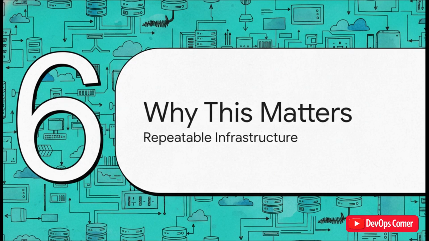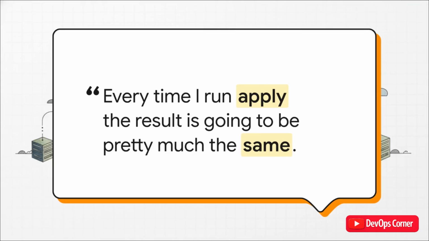Okay, so we've covered a lot of ground. You might be thinking, man, this seems like a lot of work. So let's talk about why this all matters. The payoff is huge. It all comes down to one thing, which is kind of the holy grail of modern ops: repeatable infrastructure. The ability to build, change, and even destroy your infrastructure with total confidence and consistency every single time. And this quote here from HashiCorp, the creators of Terraform, really nails it.